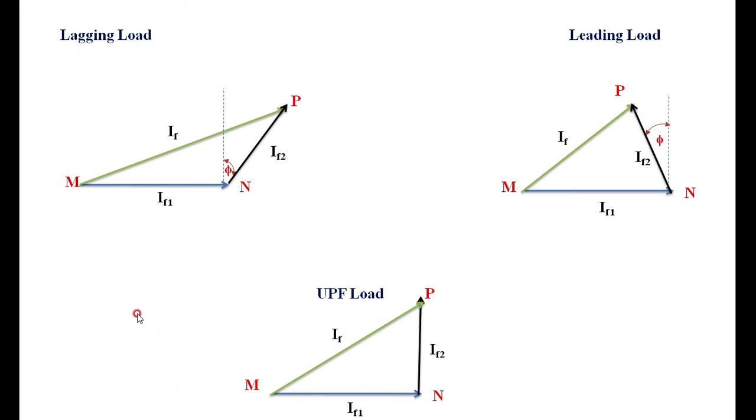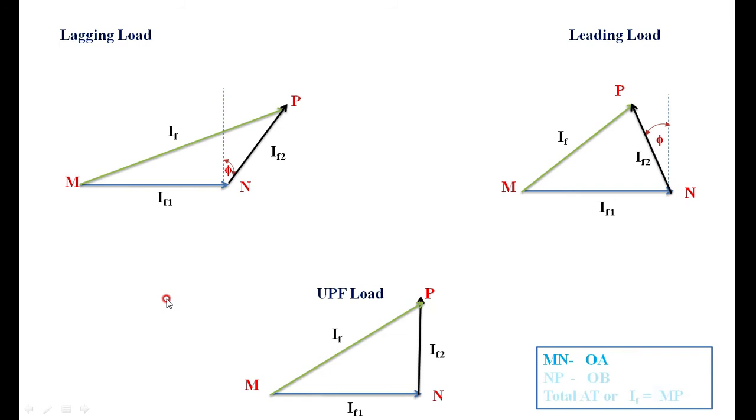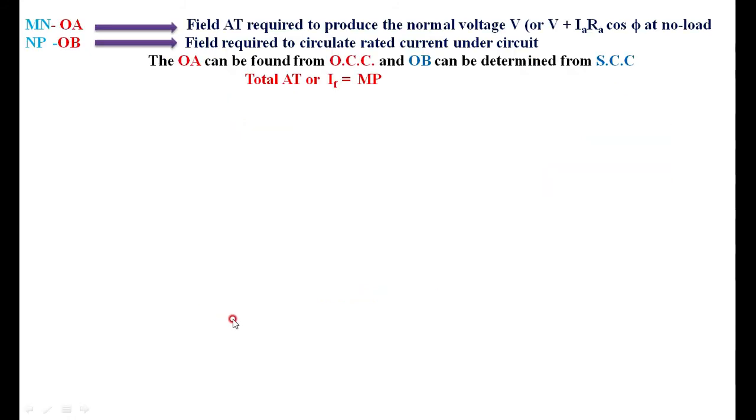Okay, exactly how we are doing that we will see now. MN is nothing but OA, NP is nothing but OB, and total field current IF is nothing but MP. Okay, the same thing is written here. Then for different power factors, the total field current falls on a locus of a semicircle, that I want to demonstrate here.